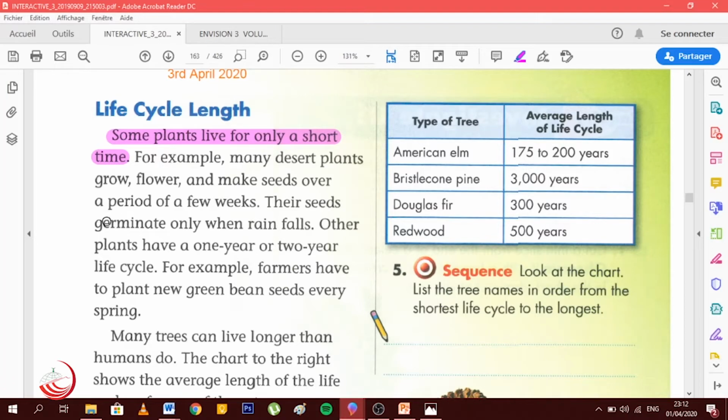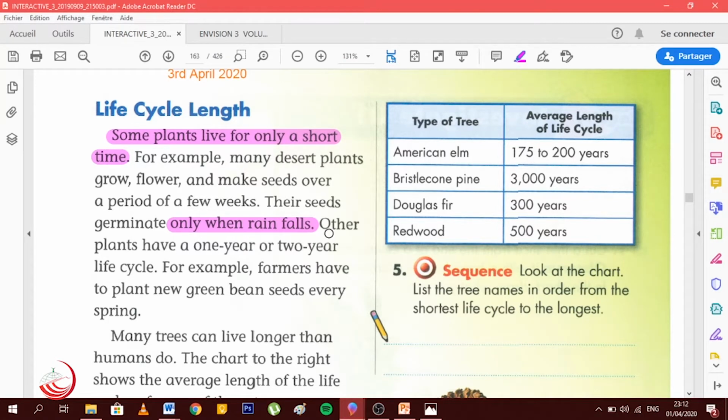Their seeds germinate only when rain falls. So when they grow, they flower, they make seeds, the seeds fall on the ground, and that's it. The seeds do not grow because there is no water, because it's a desert. Only when the rain falls, and we know it's a desert, so the rain does not fall often. Only when the rain falls once in a while can the seeds grow into plants.